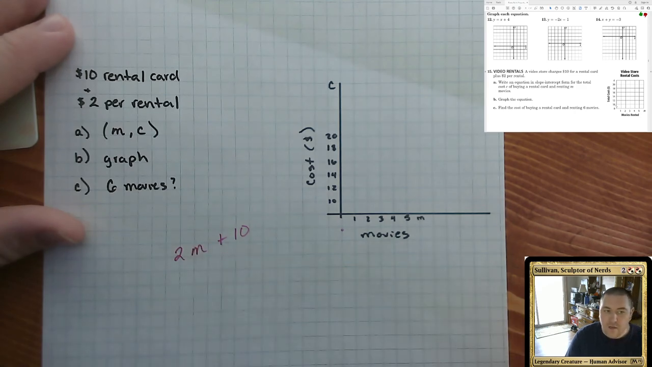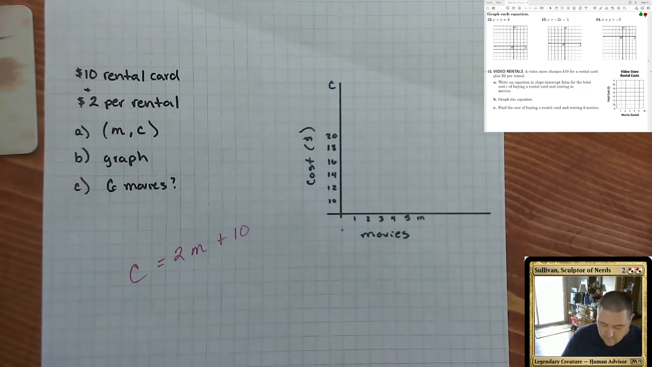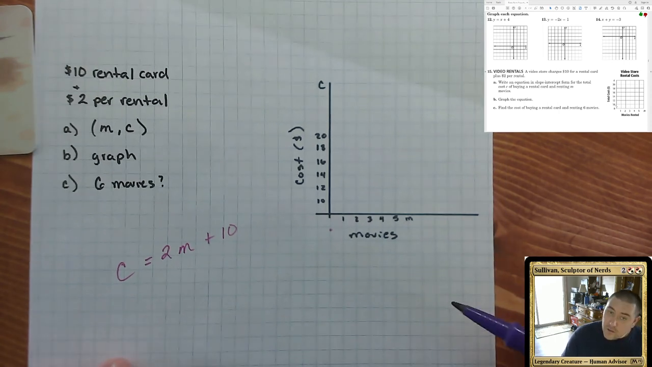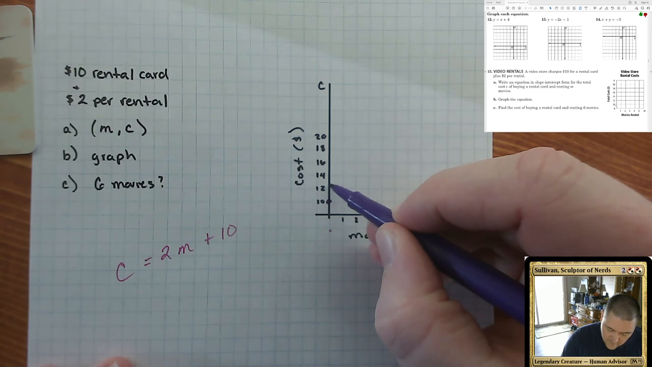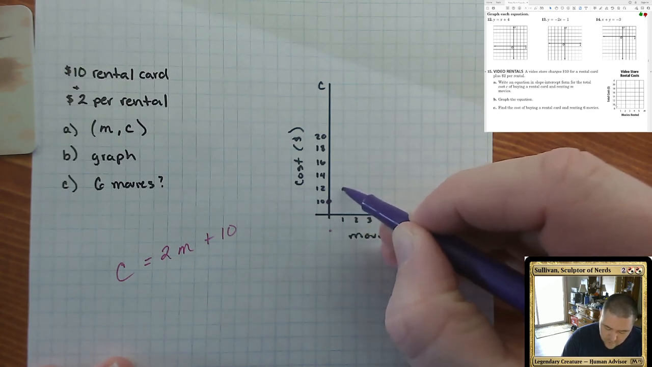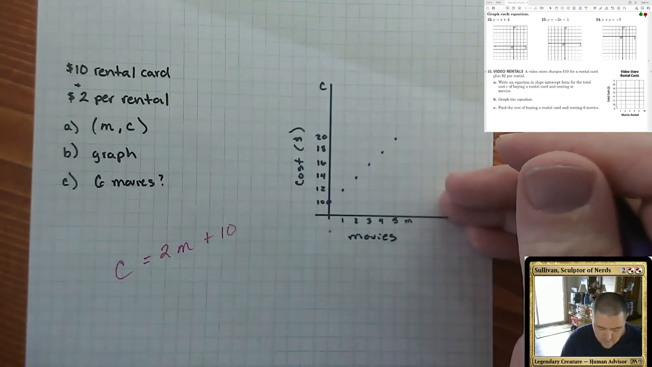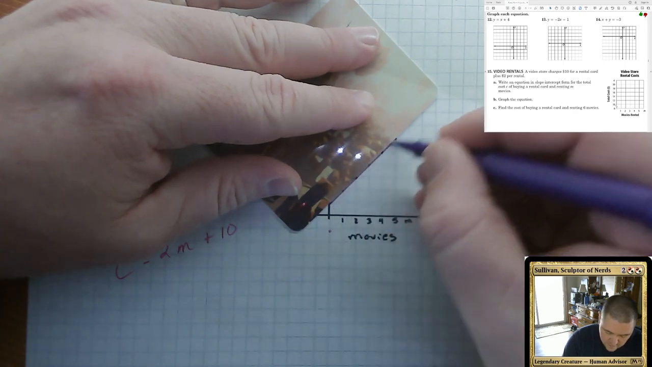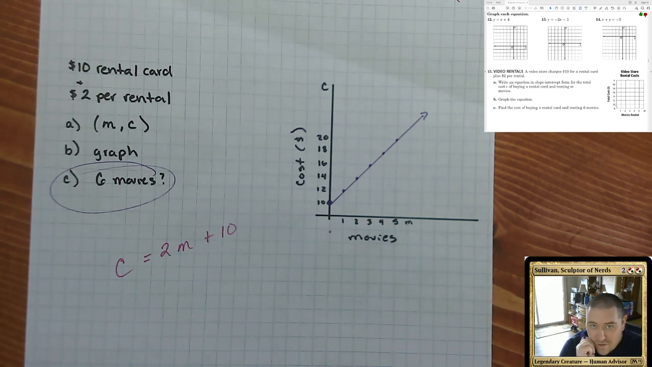So I'm not going to have an X. I'm going to have an M replacing it. And that's going to give me my total cost. Okay. So instead of Y and X, it's going to be M and C, or C and M, respectively. If I graph that, luckily you already have a scale there, so you can start at 10 and go up 2 for every 1 movie. Up 2 over 1, up 2 over 1, up 2 over 1, up 2 over 1. Connect the dots. And this, that's the part that matters.